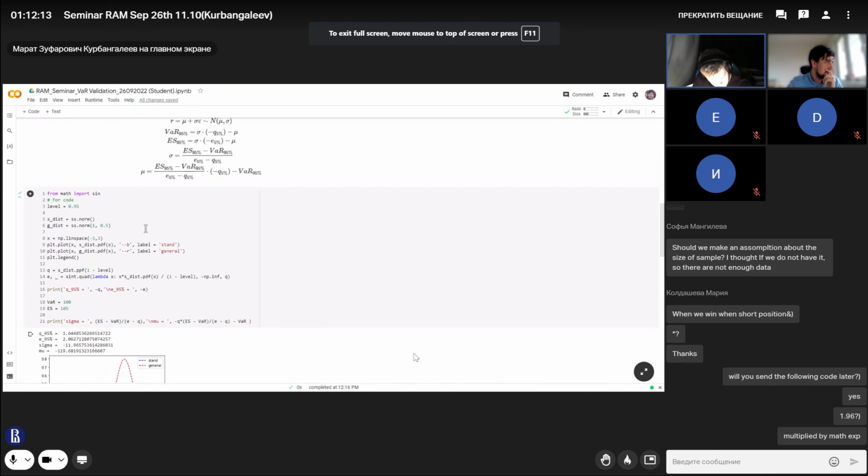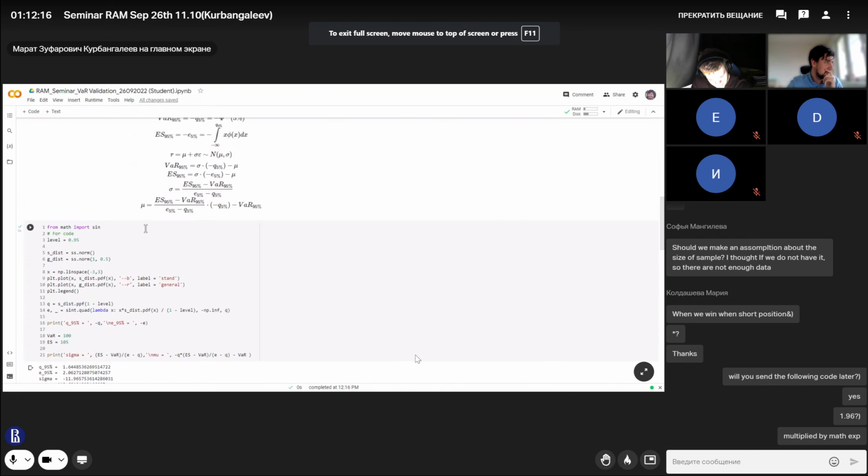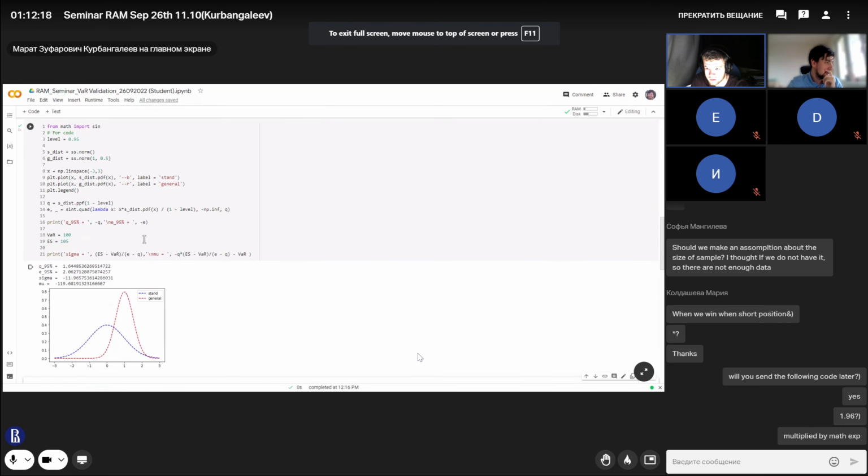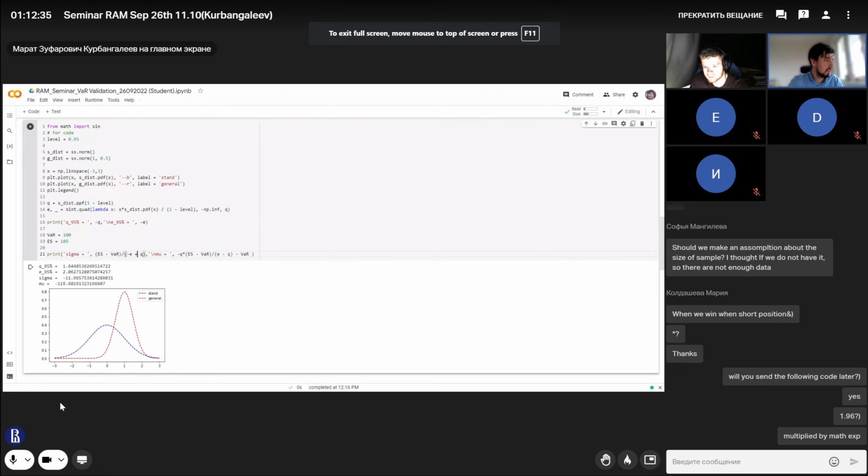I think I missed a minus somewhere. In front of Q and E? No. Here, in rows 13 and 14. In formulas, we use minuses. Oh, yeah, correct. So I should do this, right? Yeah, you can do that. Thank you.